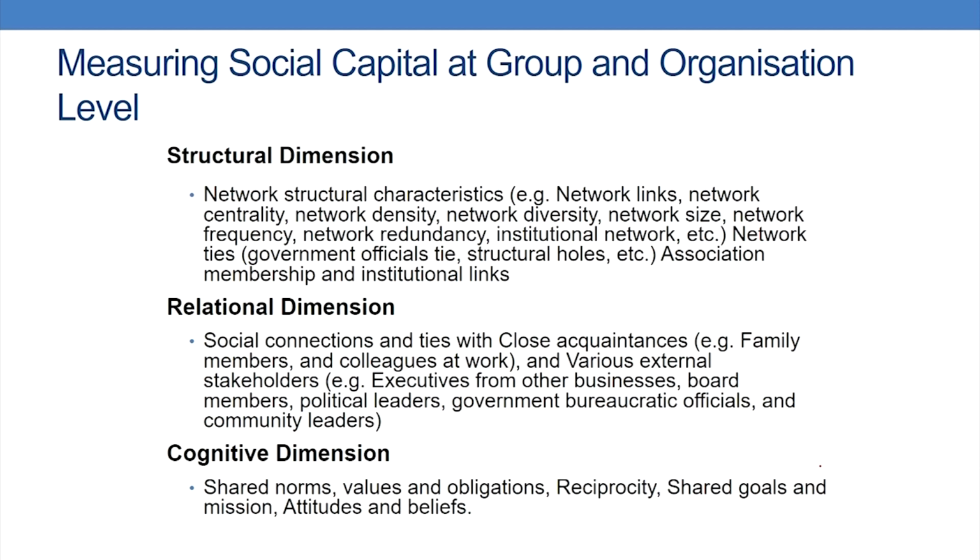For structural dimensions, we focus on network structural characteristics, network links, network centrality, network density, network ties, government officials ties, structural holes, etc. For the relational dimension, we focus on social connections and ties with close acquaintances, for example family members and colleagues at work and various external stakeholders. And the cognitive dimension focuses on shared norms, values and obligations, reciprocity, shared goals and missions, attitudes and beliefs, etc.